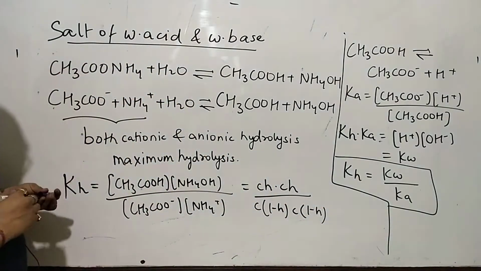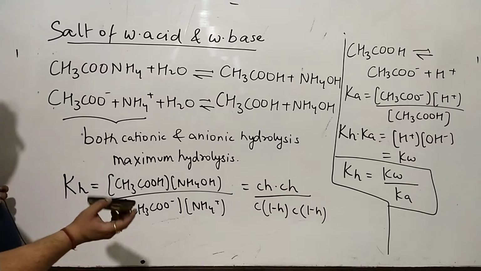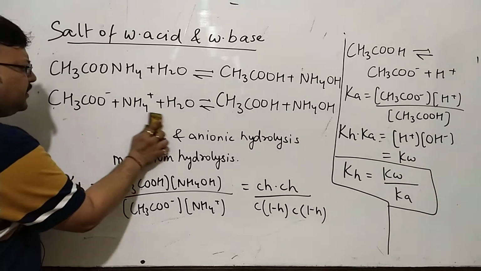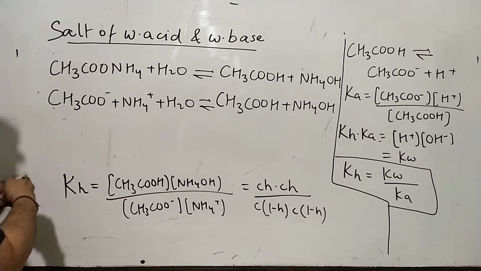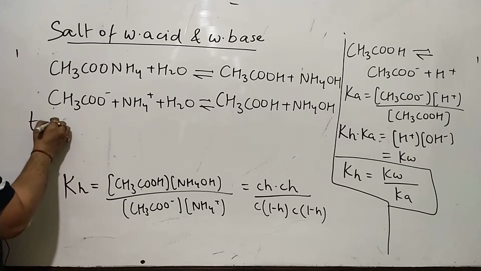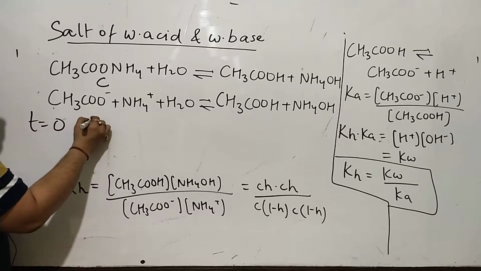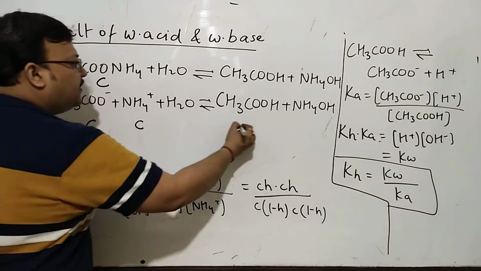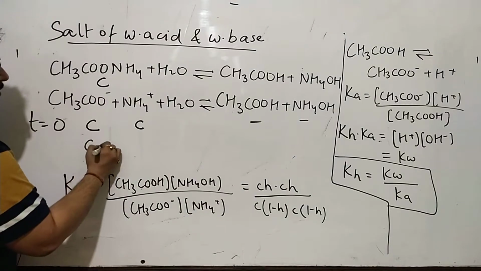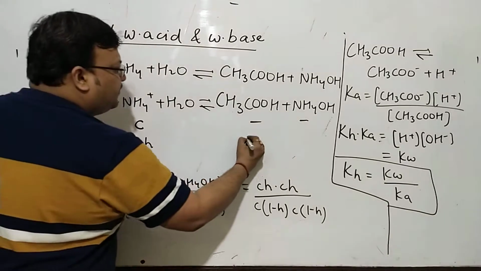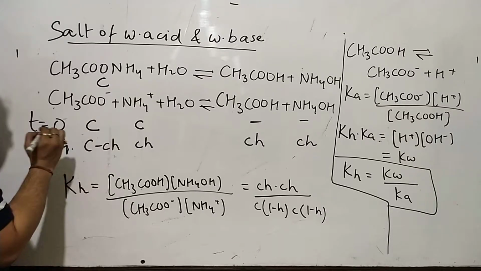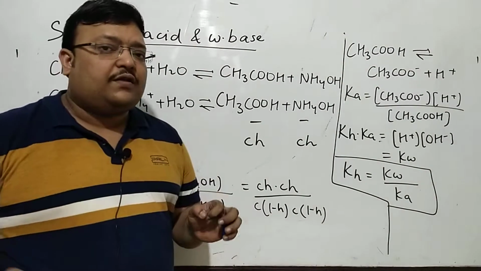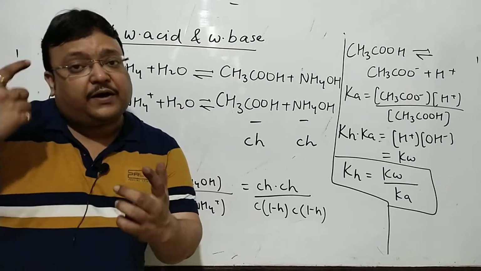Now this time, if I go on with these values, see there will be a small difference. The difference will be, allow me to remove this clutter yet again, like I do most of the times. At time t is equal to 0, if you have C molar of this, then C moles of anion, C moles of cation, and this will go by CH, this will go by CH, you will get CH of this, CH of this. This is certainly when the equilibrium is attained. H is the degree of hydrolysis, number of moles hydrolyzed per mole.